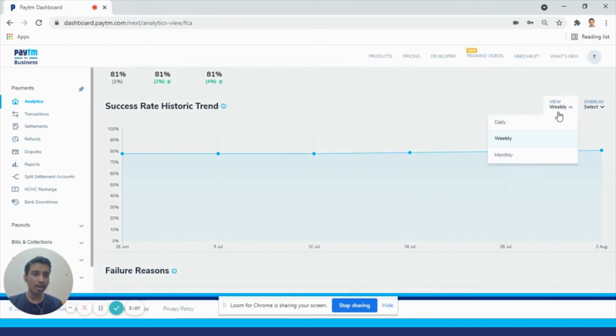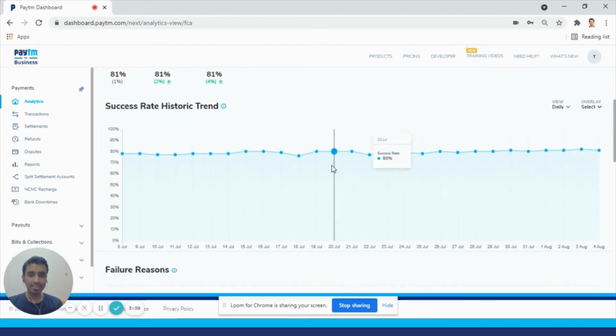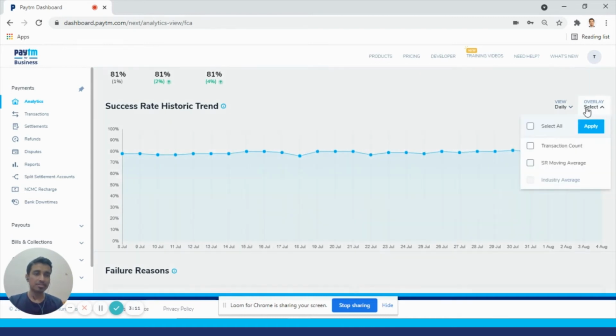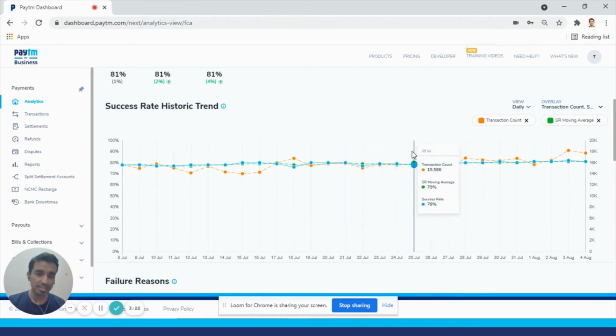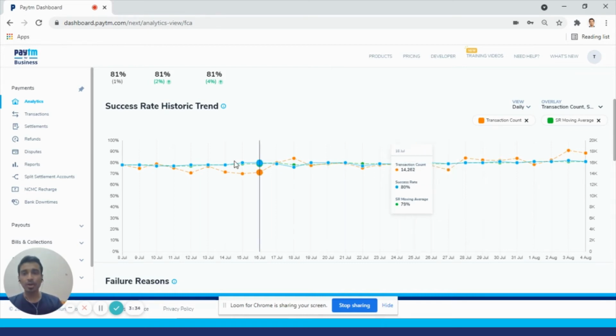What we can also do is overlay this success rate trend with certain metrics. Now the 2 metrics that we use for overlay are transaction count and success rate moving average. So this in turn will also let you know if there is a correlation between an increase in transaction counts leading to a decrease or increase in success rates. And with respect to the success rate moving average, it will help you know whether on a particular day your success rate was better than the average or worse than the average. So that is what the success rate historic trend essentially means.